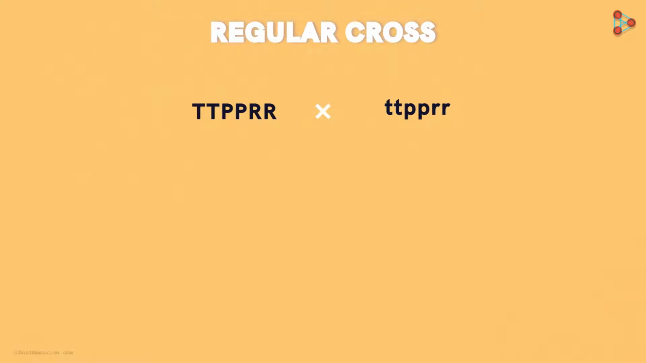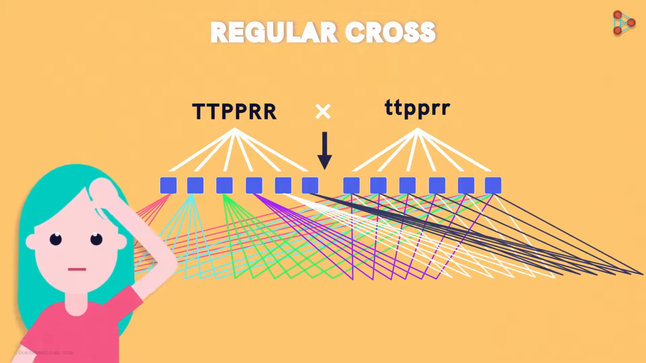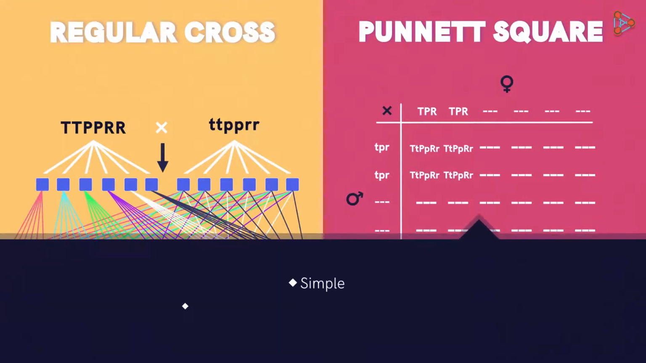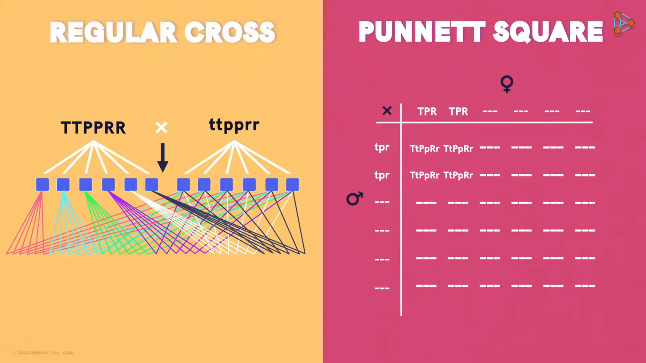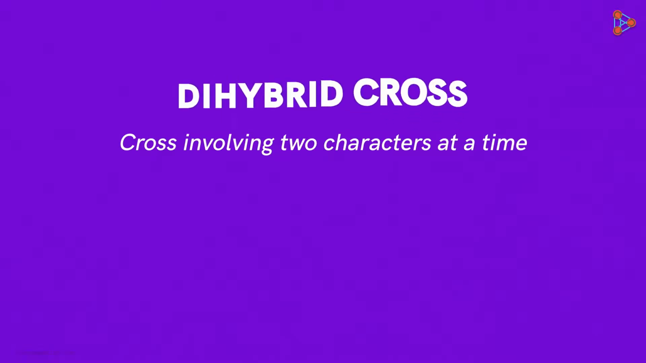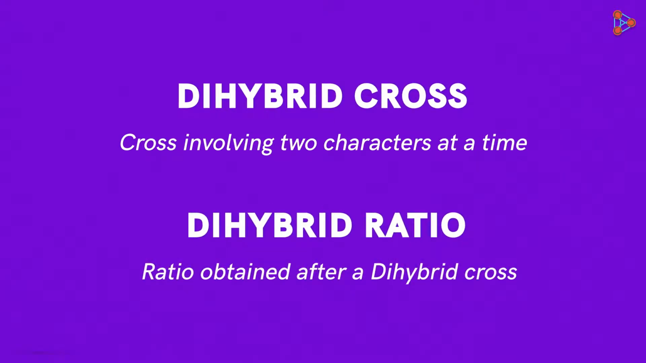Then do you think a simple cross like this will be convenient to carry it out? Of course not. It will be a huge mess. So in order to simplify this, we make use of a Punnett square. This method is simple and extremely useful when more than one allele is involved. Talking about crosses involving more than one character, what are the crosses involving 2 characters called? The cross involving 2 characters at a time is called dihybrid cross, and the ratio obtained will be a dihybrid ratio. Let's understand this interesting concept in the next part.